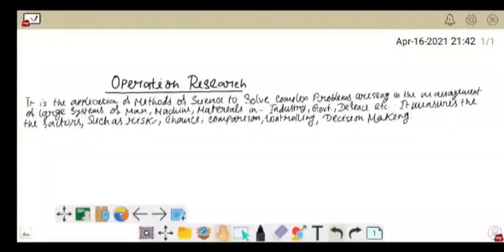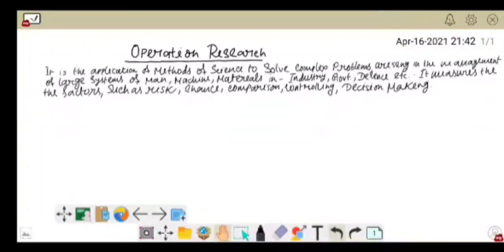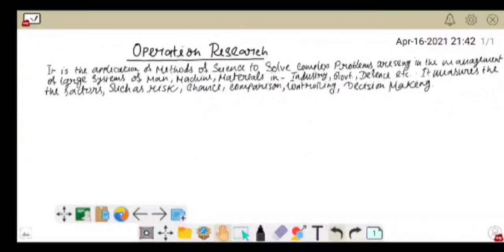So it is saying that it is the application of methods of science to solve complex problems arising in the management of large systems of man, machine, materials in industry, government, defense, etc. It measures factors such as risk, chance, comparison, controlling, decision making. Okay, so in this way we can't understand the real meaning of this subject.